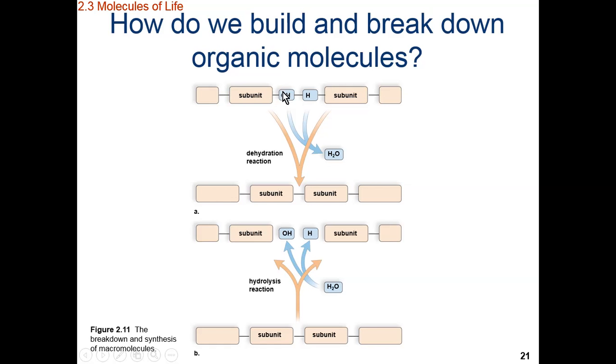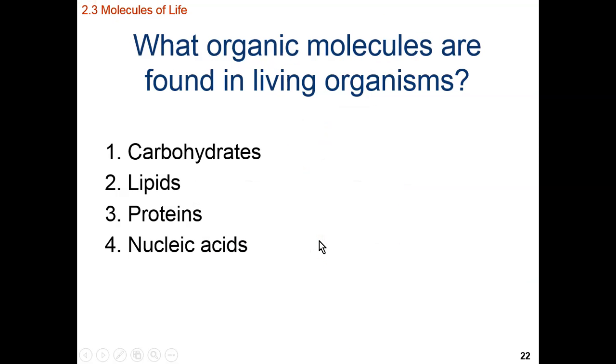So here we can see a dehydration reaction. One subunit, one monomer has an OH, the other monomer has the H, and they donate those two together to form a water molecule, and a new covalent bond holds the two subunits together. If we want to break those subunits apart, we need to add a water molecule to restore the OH and the H that were removed.